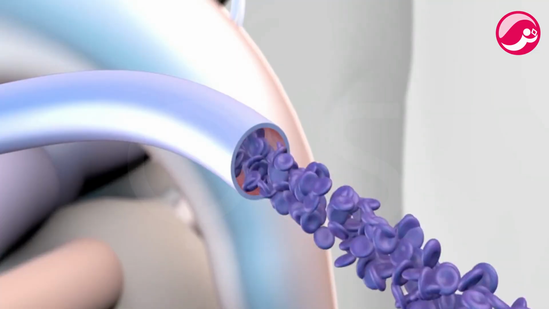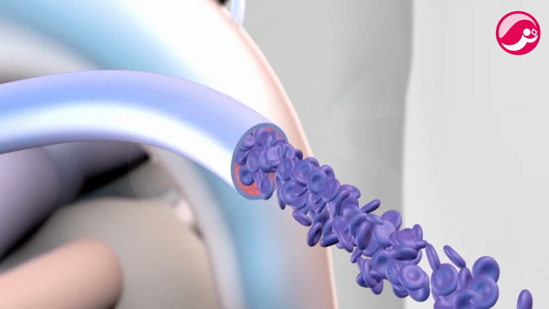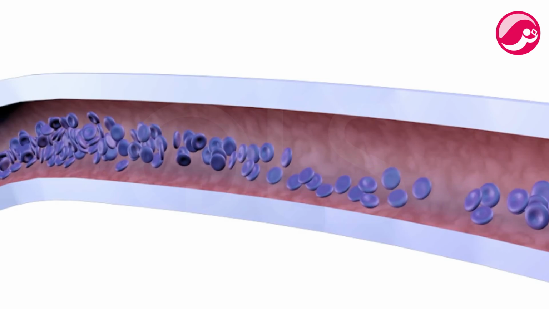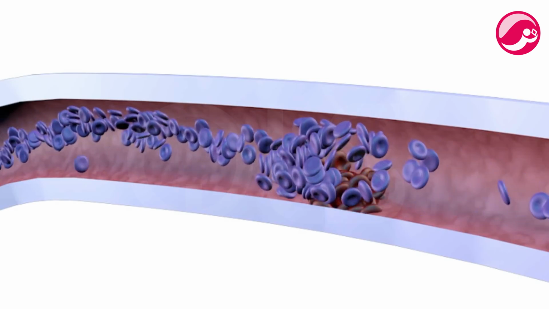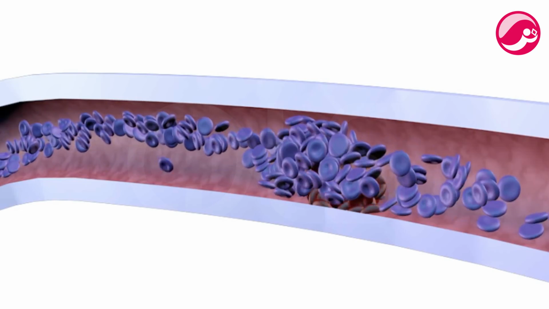High blood pressure is called hypertension and is caused by the contraction of arterioles, which results in increased resistance to blood flow. It can lead to the rupture of an artery and internal bleeding.